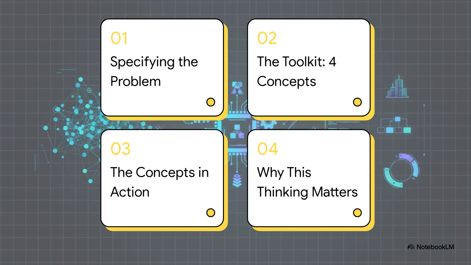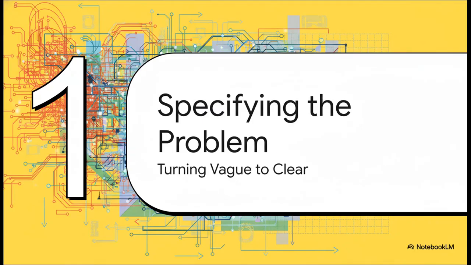Okay, so here's our roadmap for this lesson. First, we're going to learn how to properly define a problem to turn that chaos into clarity. Then we'll open up the computer scientist toolkit and look at 4 core concepts. After that, we'll see these ideas in action out in the real world. And finally, we'll talk about why this way of thinking is just so incredibly valuable for everyone. Okay, let's get right into it.